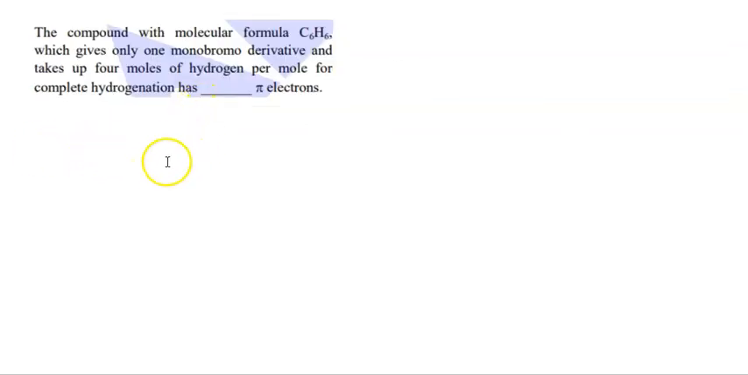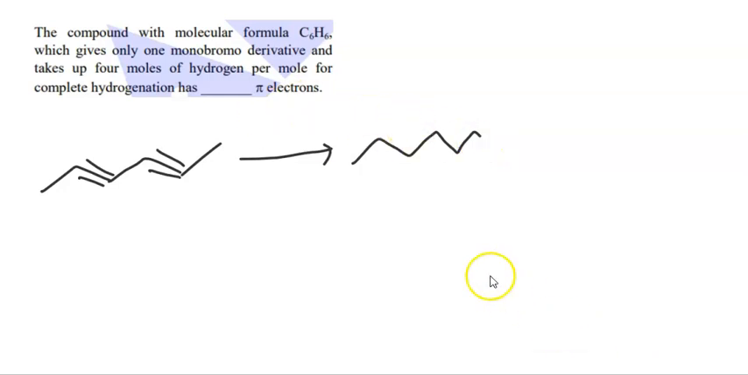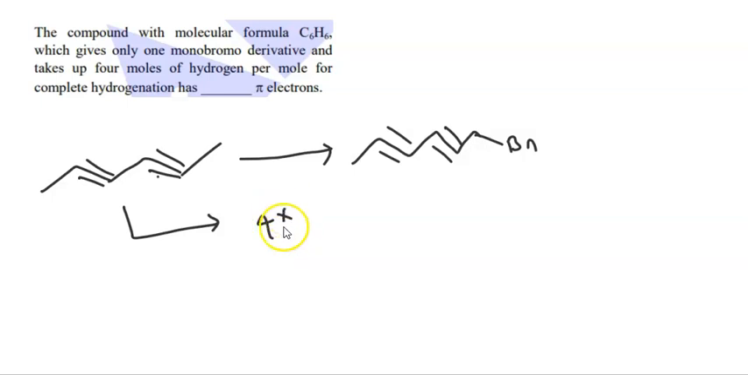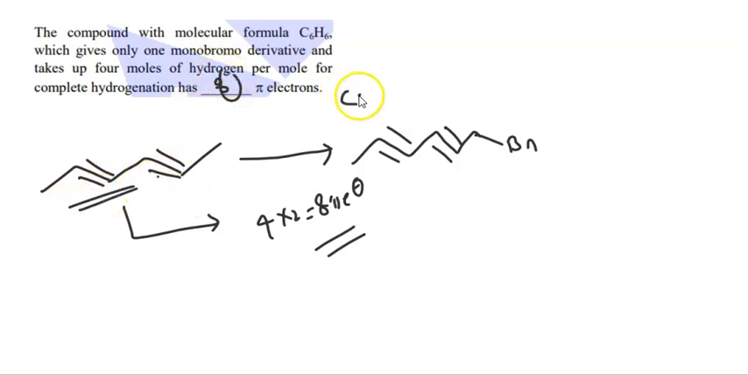The compound with the molecular formula C6H6, which gives only one monobromo derivative and takes 4 moles of hydrogen for complete reduction, then the number of pi electrons is. See here the structure, if I take a triple bond, and here again a triple bond like this, and here the methyl group, which gives only one monobromo derivative. That one monobromo derivative, so here you can get Br, and here it is a triple bond, and here also a triple bond. So it has 1, 2, 3, 4 pi bonds. 4 pi bonds take 4 hydrogen molecules for complete reduction. So 4 pi bonds means 4 twos are 8 pi electrons it has. So the answer for this question is 8. It has molecular formula C6H6 also. It produces only one monobromo derivative and has 4 pi bonds.